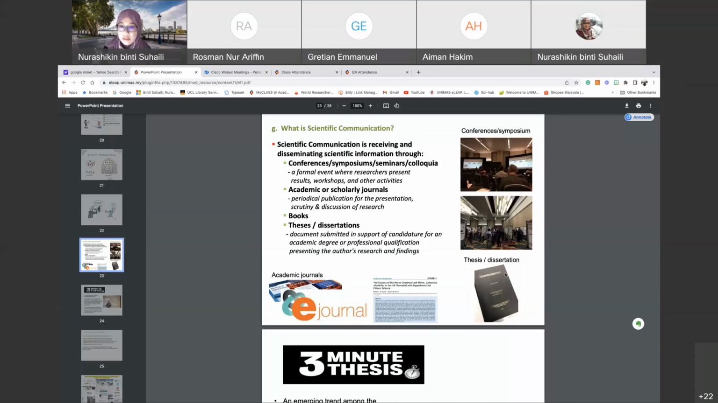So at the end of the PhD studies, the candidates have to write the report of all the 4-year work. That report is called a thesis. So thesis refers to reports of research done by final year project students, MSc students, and also PhD students. Sometimes people call it dissertation, but it refers to the same thing.